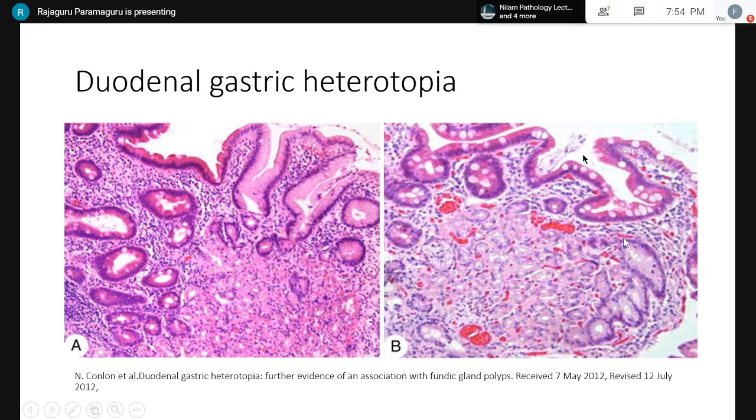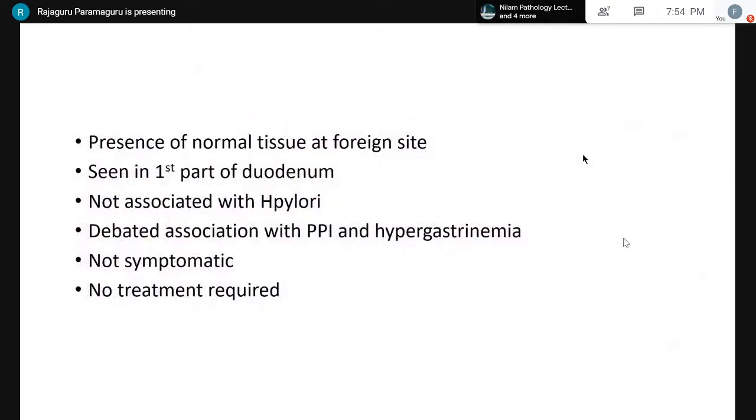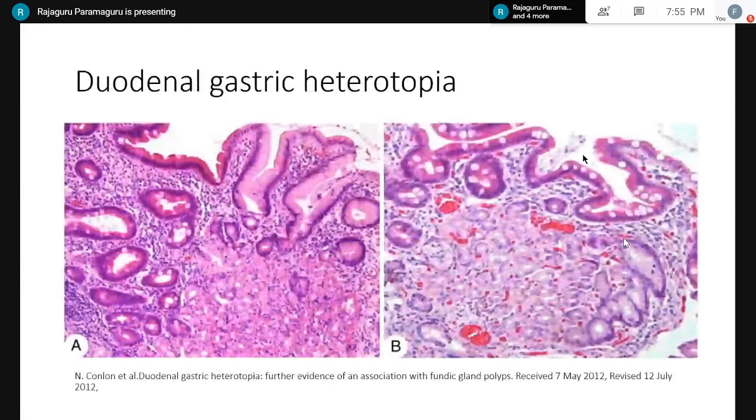So this is called duodenal gastric heterotopia. As you know, heterotopia is just the presence of normal tissue at a foreign site, and they are not associated with H. pylori, so they are not part of the peptic ulcer syndrome. They have a debated association with proton pump inhibitor therapy and hypergastrinemia, still not known. They're usually not symptomatic and they don't require treatment. They are incidentally biopsied while doing an upper GI endoscopy. When you find this, it's better to report duodenal gastric heterotopia from the D1.